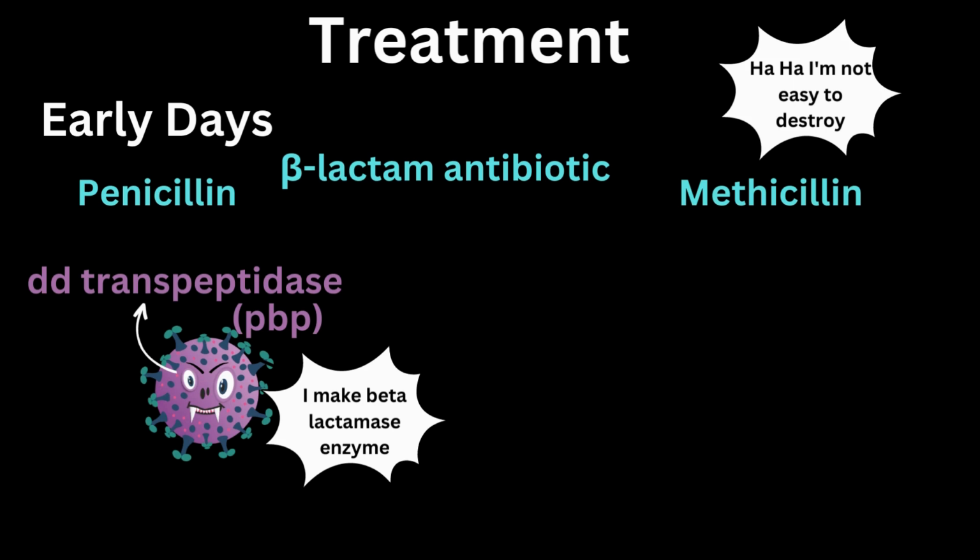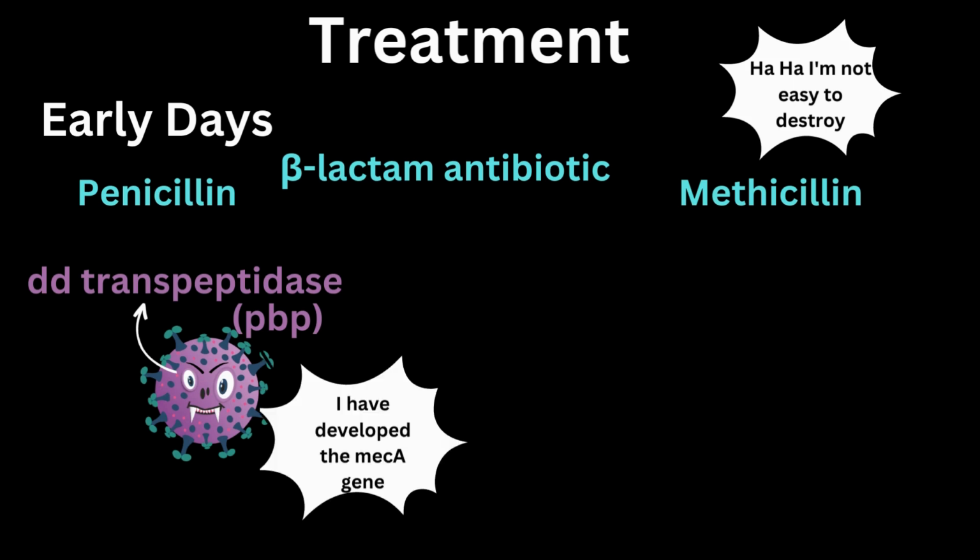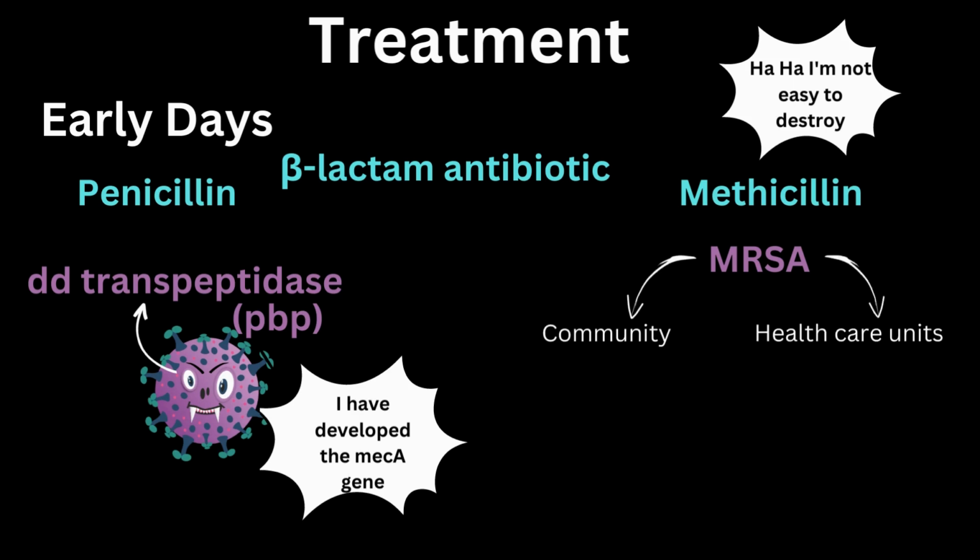Staphylococcus aureus, being very adaptive in nature, developed the mecA gene, which started making a special PBP, which is not destructible by a beta-lactam antibiotic. These bacteria are known as MRSA, or methicillin-resistant Staphylococcus aureus. There are two types of MRSA that are found. MRSA can be found in the community, or they can be found in healthcare units.